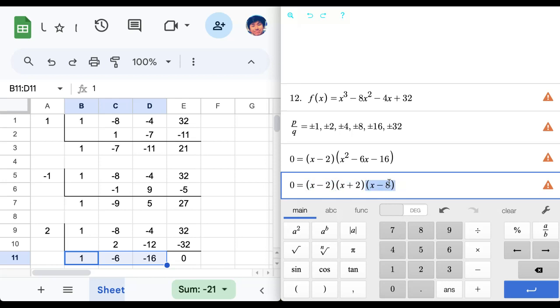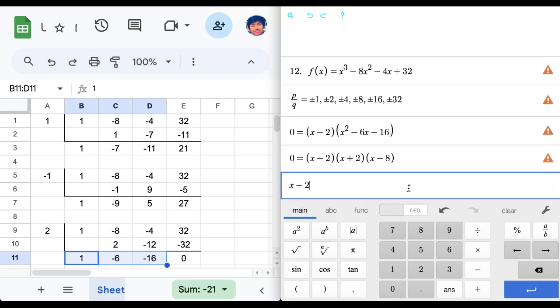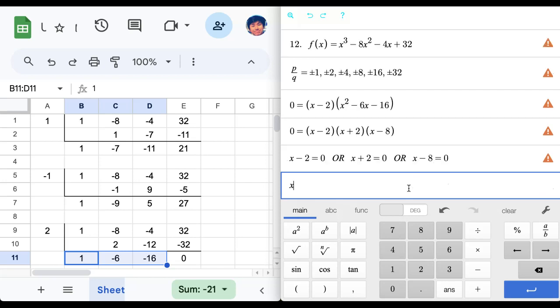But once we get the factor form, now we have our 0 product property again, right? So x minus 2 equals 0, or x plus 2 equals 0, or x minus 8 equals 0, which just gives you 2, negative 2, positive 8. So there you have it.